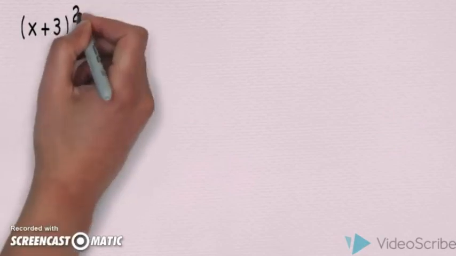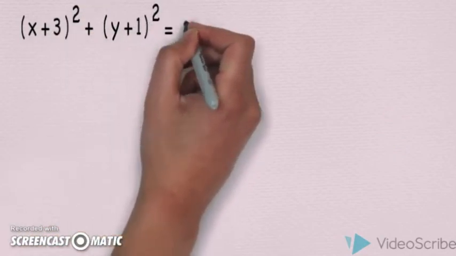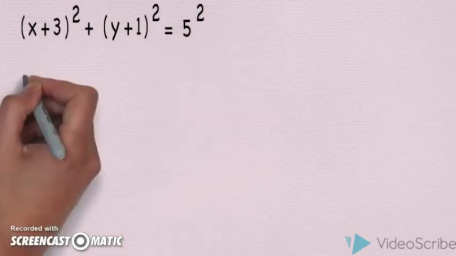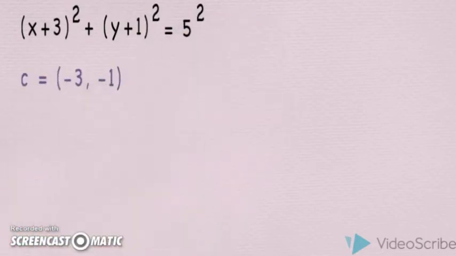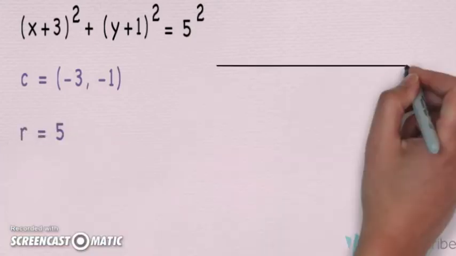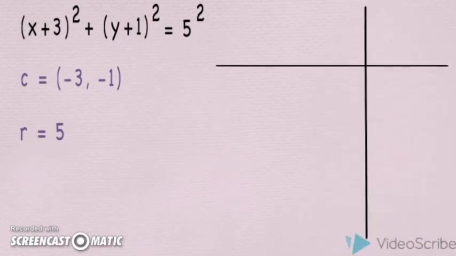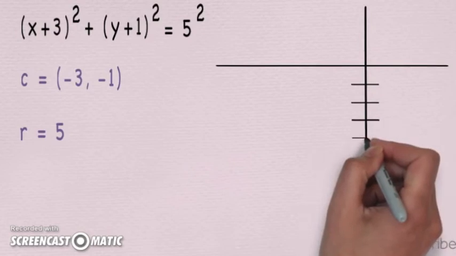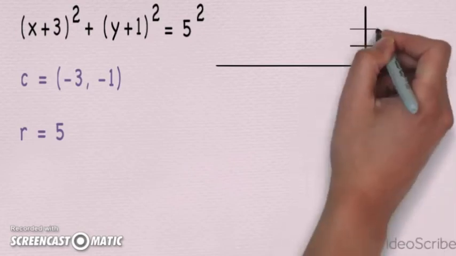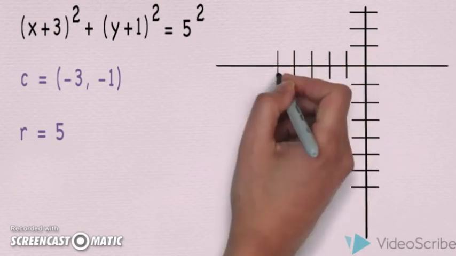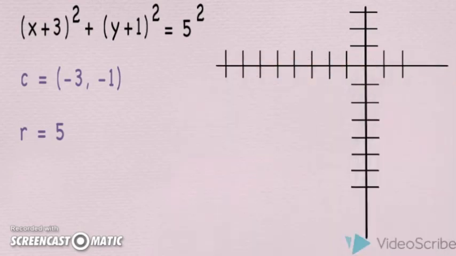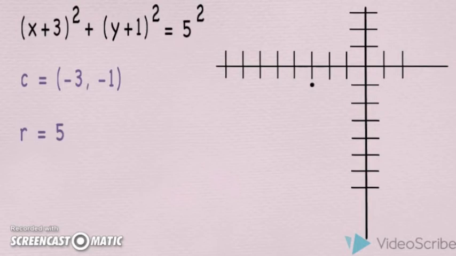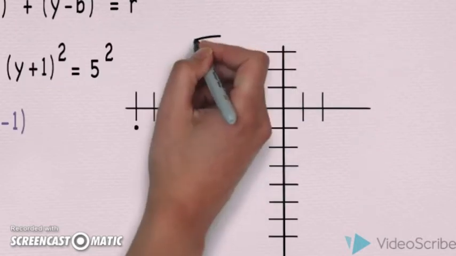So let's use this knowledge about circles to graph our first example. Using the standard form of the equation, we now know that the center of the circle is at (-3, -1), and its radius is 5. So here is our center at (-3, -1), and this is a point 5 units away. And using that, we can make a circle with radius 5.